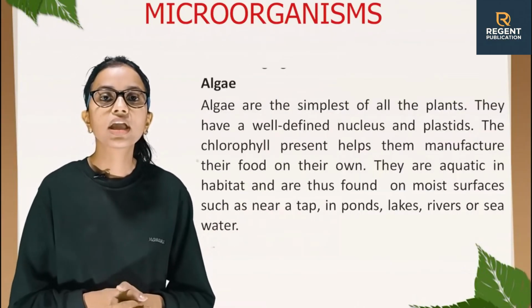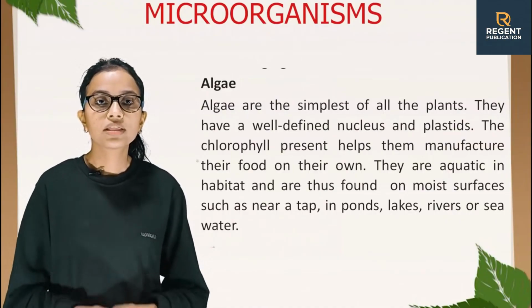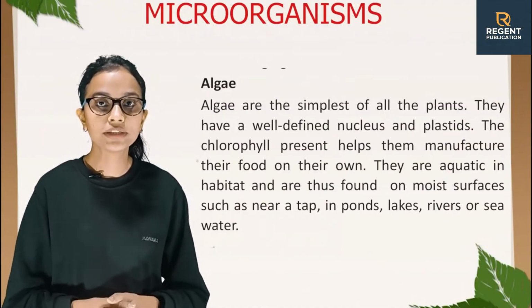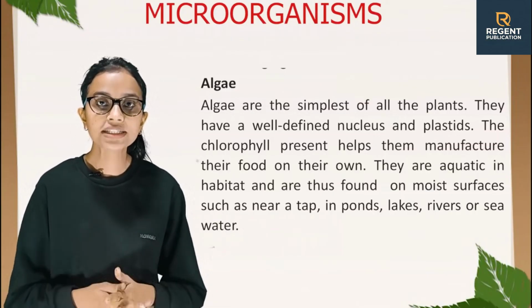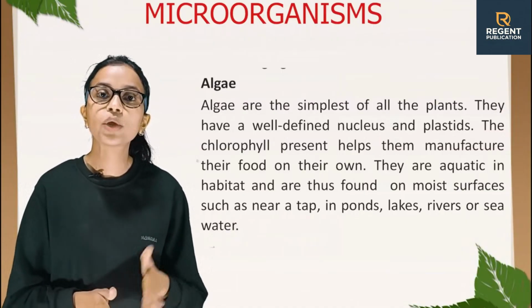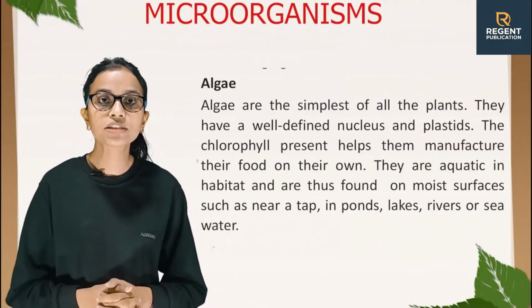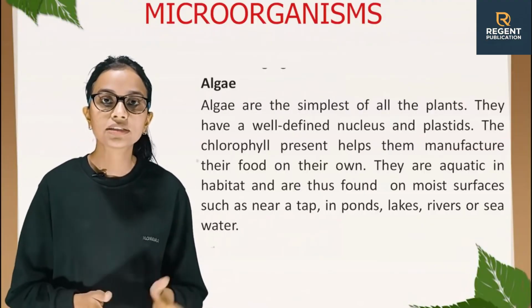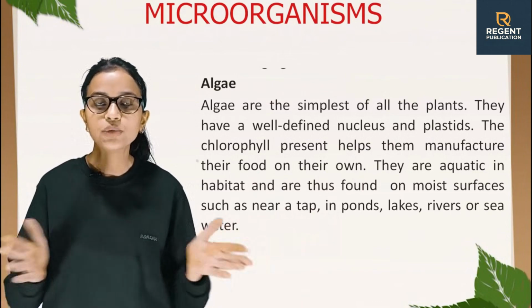Algae. Algae are the simplest of all the plants. They have a well-defined nucleus and plastids. The chlorophyll present helps them manufacture their food on their own. They are aquatic in habitat and are thus found on moist surfaces such as near a tap, in ponds, lakes, rivers or sea water.